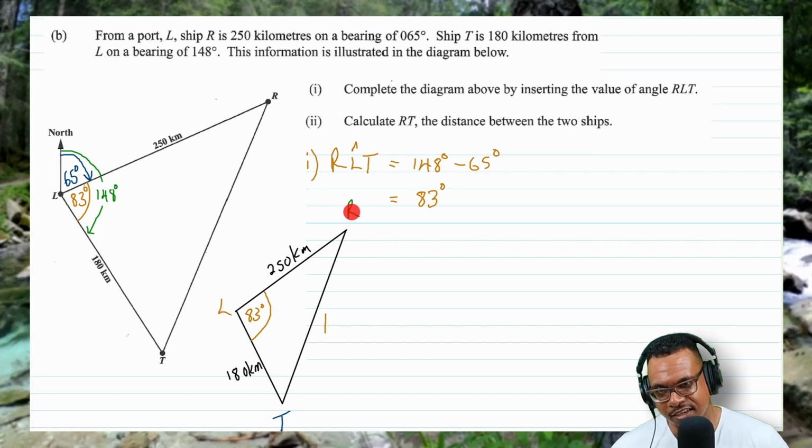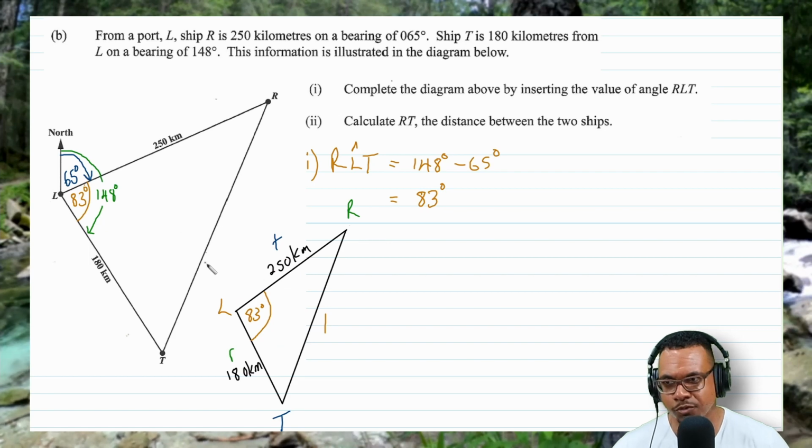So angle R is here. If you draw a line from R, it will touch this side. So this 180 kilometers will be side R, common R. And side R is opposite angle R. So same thing here, capital T, angle T. If you draw a line from angle T, it will touch the 250 kilometers. So the 250 kilometers is opposite angle T. So we call that common T. Now, as I said, the angle is in between the two sides that we are given. So that suggests that we're going to use the cosine rule.